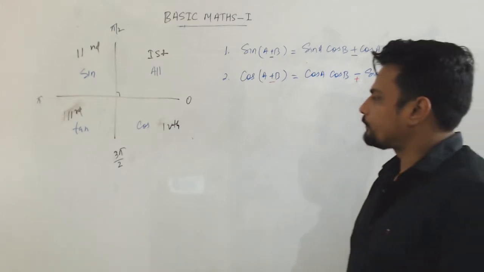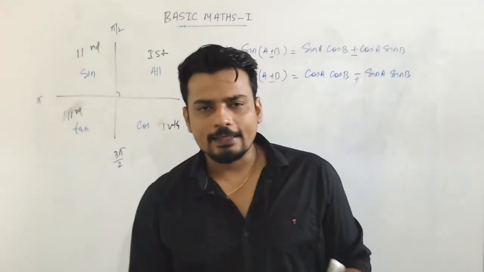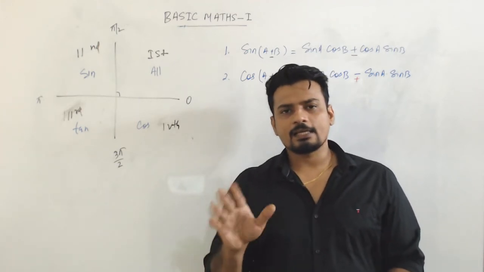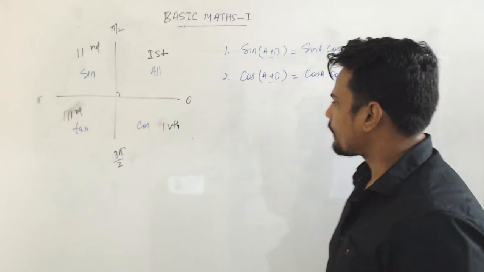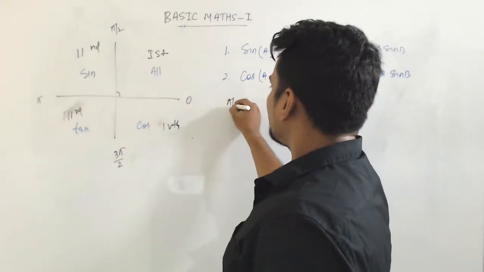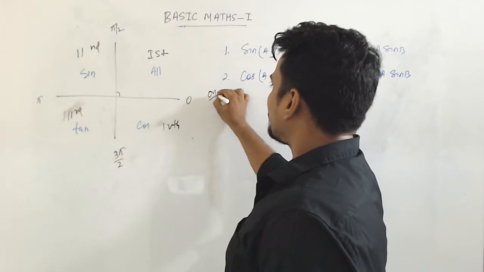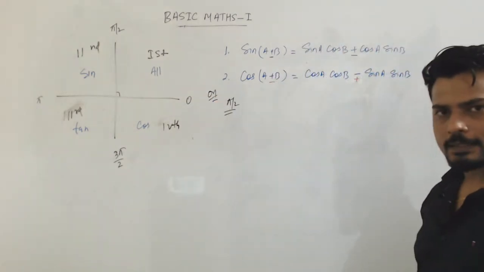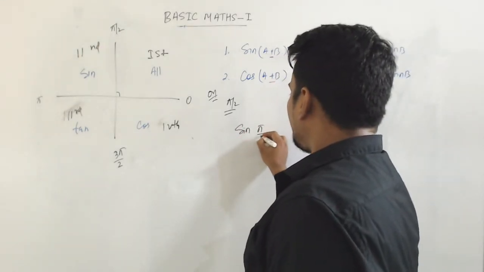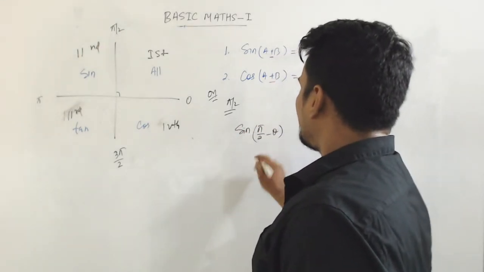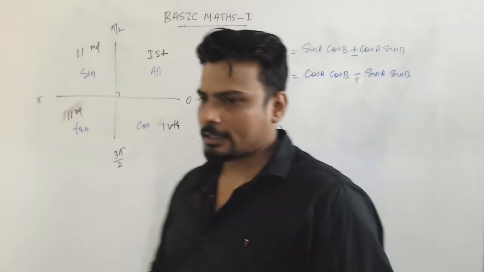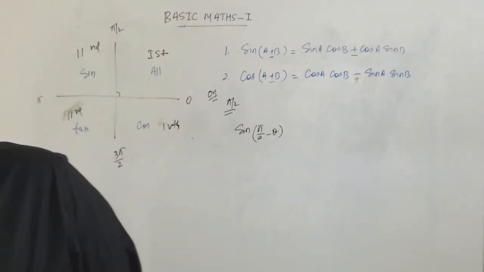Now going forward, the entire conversion is segregated into 2 parts: plus minus 90 and plus minus 180 degrees. Let me first tell you about the conversion on pi by 2. Let's see how it all happens. Now the first thing, sine of pi by 2 minus theta. Let me define theta for you. Theta is an acute angle.